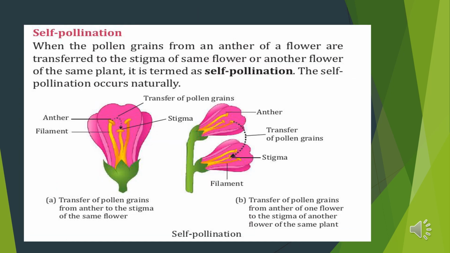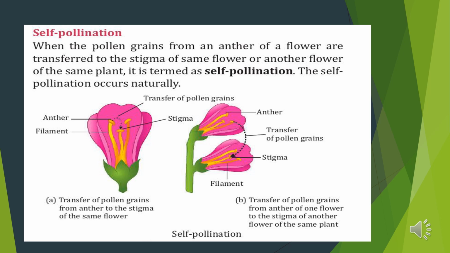Self-pollination. When the pollen grains from an anther of a flower are transferred to the stigma of the same flower or another flower of the same plant. Keep it in mind, same plant. Self-pollination means in the same plant. It is termed as self-pollination. The self-pollination occurs naturally. This word also you have to keep in mind. The self-pollination occurs naturally means this pollination does not need any agents for pollination.